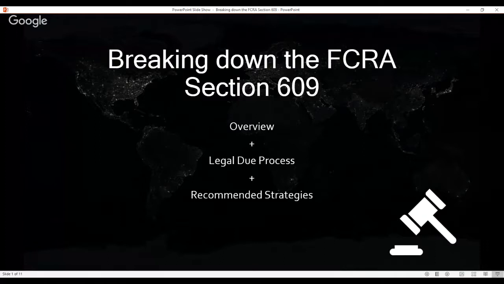Okay, so breaking down the FCRA Section 609, essentially that's a rule of the Fair Credit Reporting Act. A lot of people utilize this strategy specifically, asking them to comply with the FCRA. They send out these templates, and they charge you some money to download their templates or whatever it is, and essentially they ask you to use that system to get the negative items from your credit report removed.